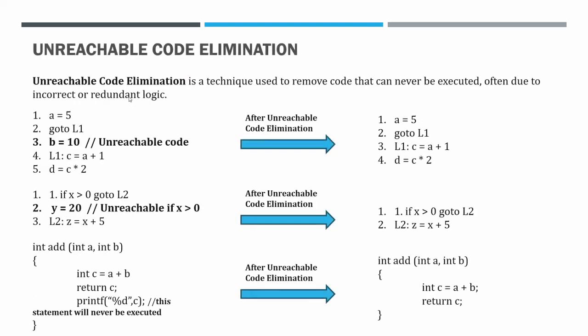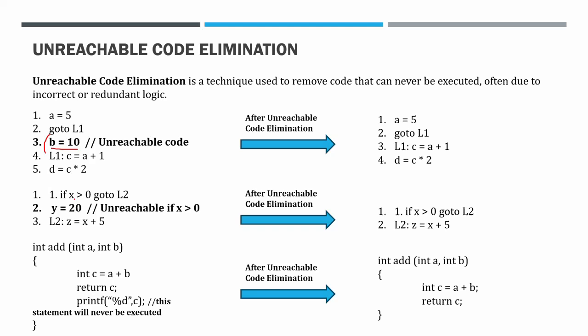Next one, unreachable code, right? It's a technique which is used to remove the code that will never be executed, often due to incorrect or redundant logic. So if you check here, a equal to 5, go to L. Go to L means it will go here. So L is equal to C into A plus I and D equal to C into D. If you check here, this code will never be executed. So this can be eliminated.